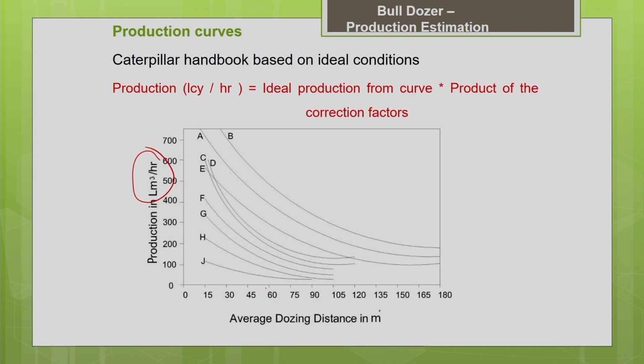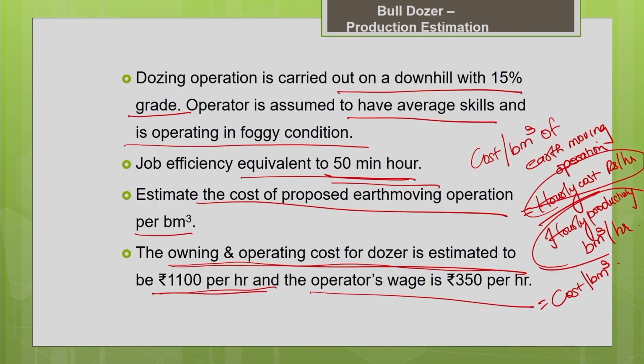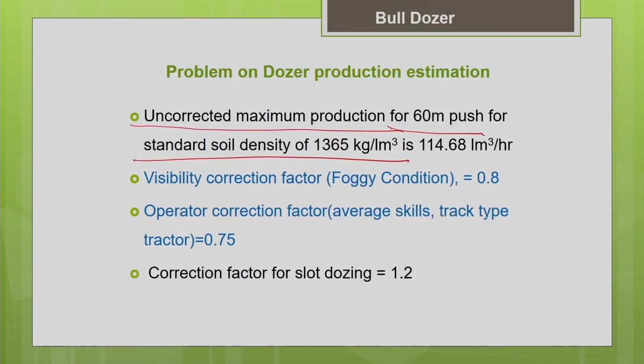So, this uncorrected value according to your project conditions you need to correct it. Okay. So, first I am going to choose this value from the curve supplied by the manufacturer. So, that value is found to be 114.68 loose meter cube per hour. This value I am going to adjust according to my project conditions.